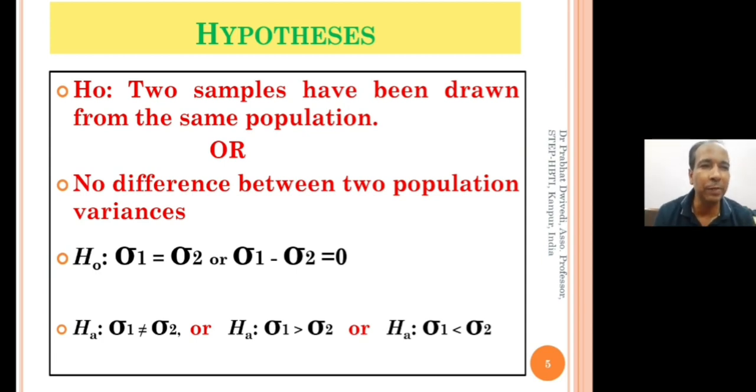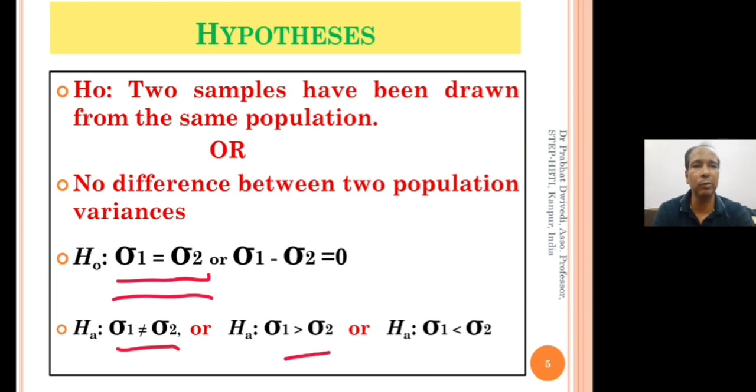No difference between two population variances. That means sigma 1 minus sigma 2 equal to 0, or sigma 1 equal to sigma 2. For this null hypothesis, the alternative hypotheses are like sigma 1 is not equal to sigma 2, sigma 1 is greater than sigma 2, sigma 1 is lesser than sigma 2.